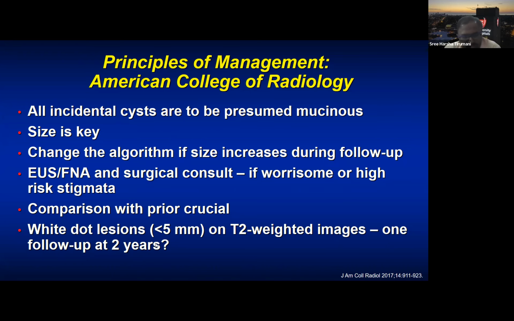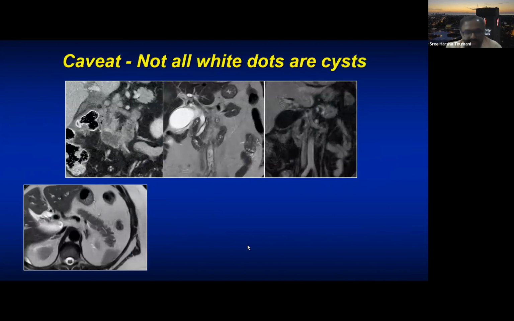So what are white dot lesions? Whenever we are looking at a pancreatic MR, or any MR for liver or other organs in the upper abdomen, we see white dots in the pancreas. Now we don't know what to do with that. So the ACR has thankfully come up with a recommendation that when you see these white dots, the maximum we can do is maybe one follow-up at 2 years. Now there is a caveat to that.